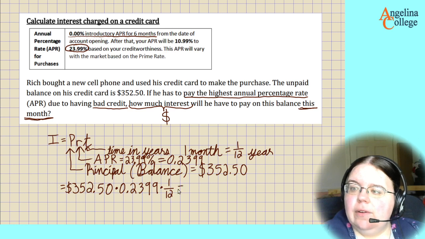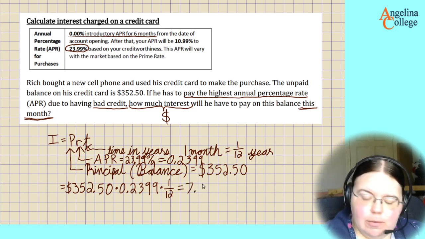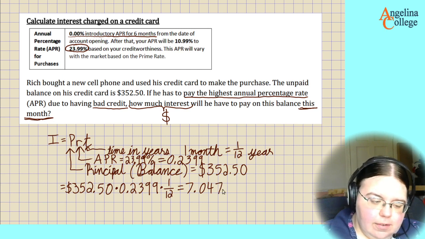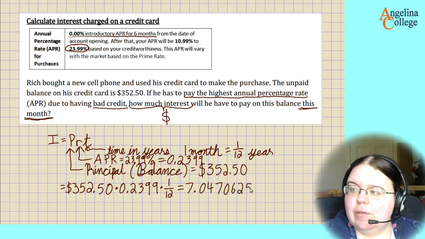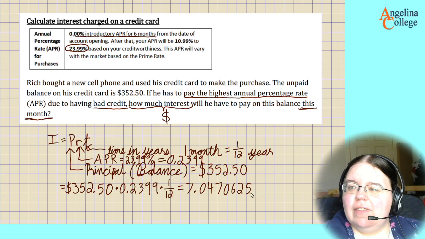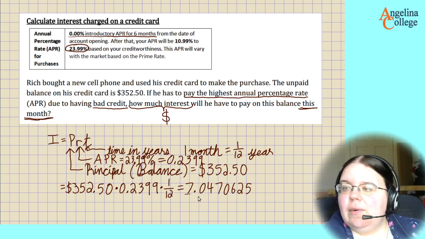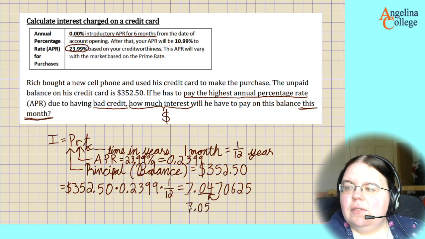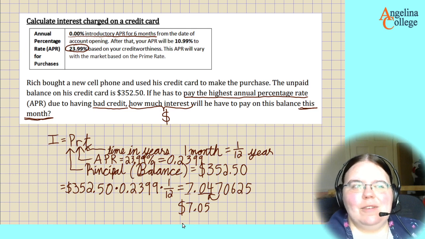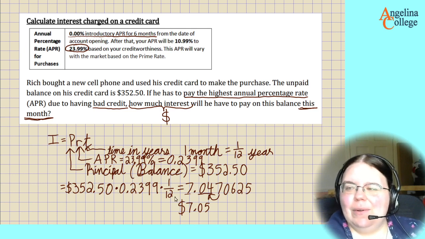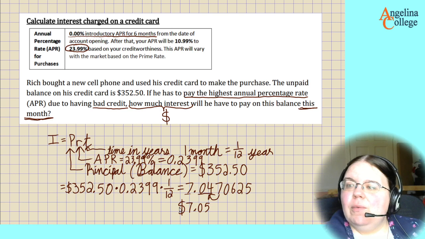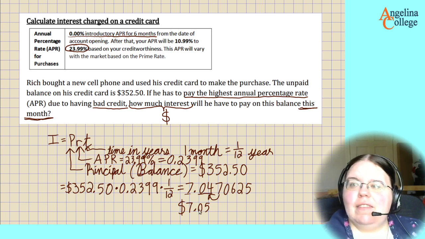Okay, so my calculator tells me that that comes out to 7.04700625, and I just bet there are more digits that got cut off, but we're talking about dollars and cents here. So we'll have 2 decimal places that we're rounding to. 7 bumps up 4 to 5. So $7.05, because the bank's not going to be nice and round down instead. It's just not how they roll. So Rich will have to pay $7.05 in interest.